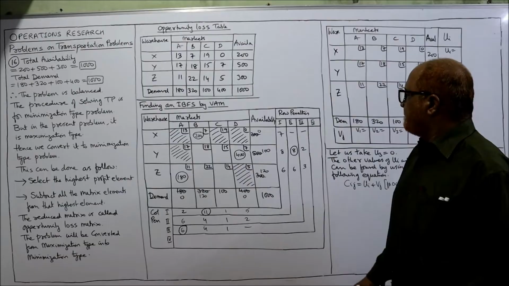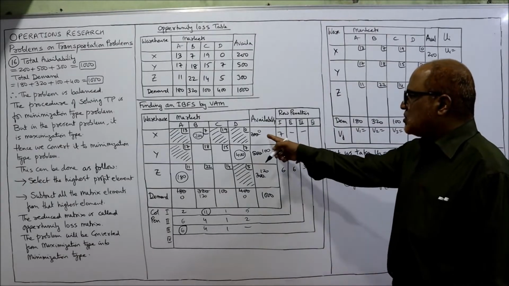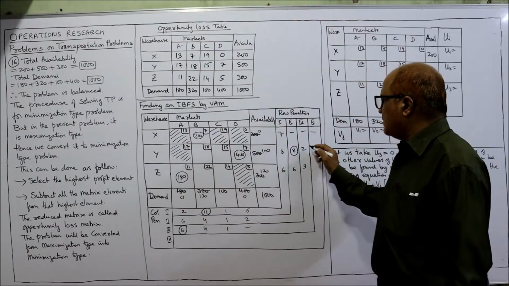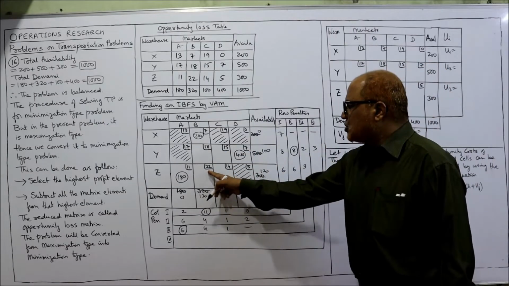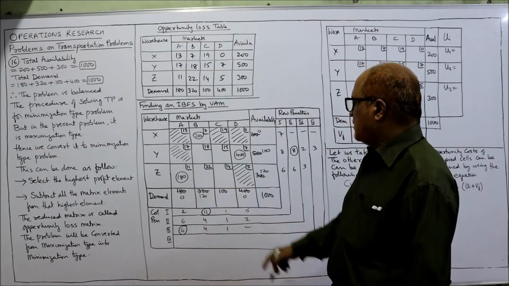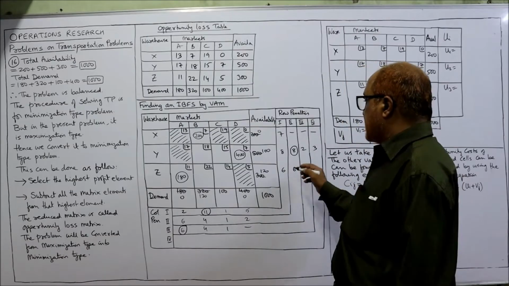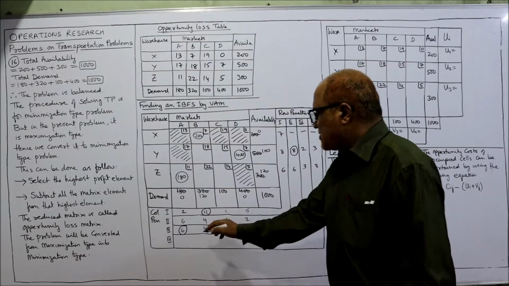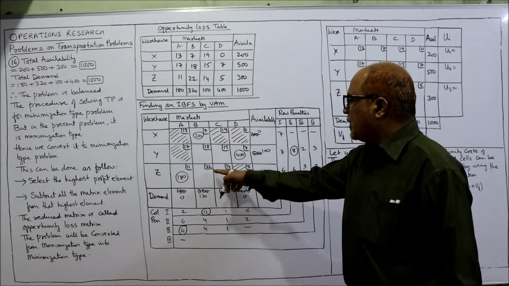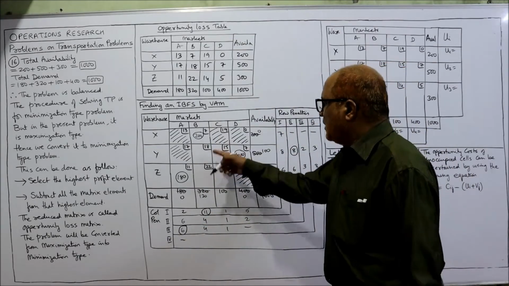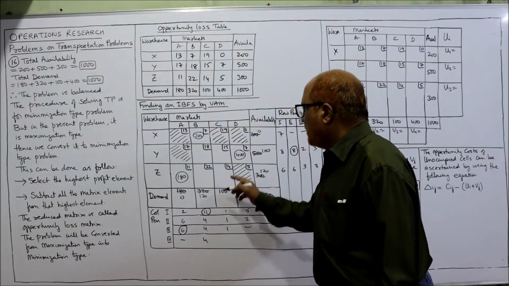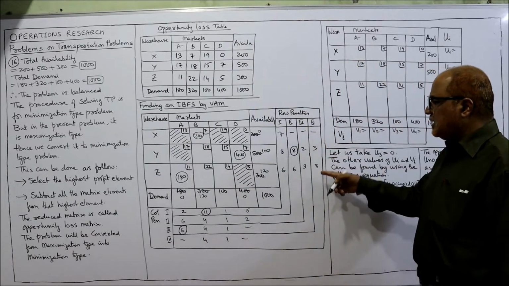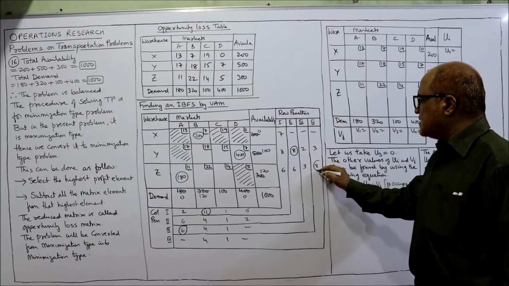Next penalty. Fourth penalty. First row dash. Second 18 minus 15, 3. Here 22 minus 14 is 8. Right? Now column wise, first column dash. Second column 22 minus 18 is 4. Here 15 minus 14, 1, dash. Now what is the highest penalty here? 8. Round off this 8.